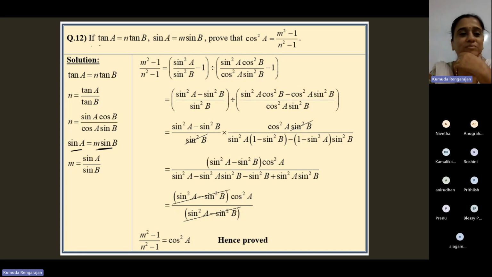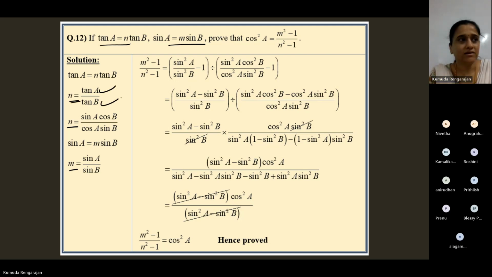Okay. So in these expressions, in these equations, here and here, we are not given the value of m and n directly. So we'll have to work a little and find the value of n and m. Here, when you work n, we have it in tan, but we want it in sine and cos. So we write tan A as sine A by cos A and tan B as sine B by cos B. So this is n and this is m.